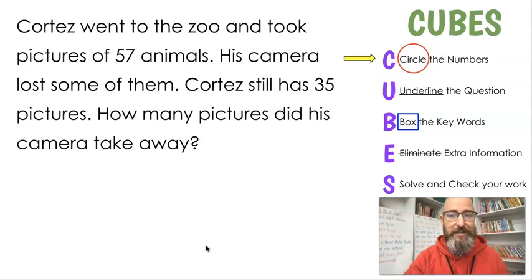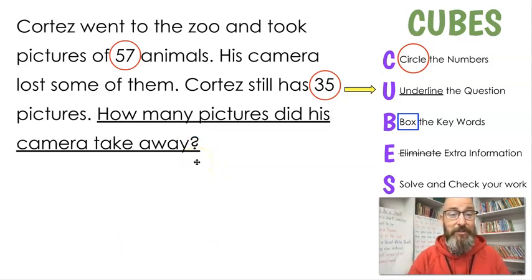Look in the question. Do you see any numbers in there? 57 and 35. That's right. Next, we're going to do U. And what does U stand for? Underline the question. Again, can you find the question in there? Look for that question mark. Hopefully you found that question mark here and you identified how many pictures did his camera take away. All right, next is going to be B. What does B stand for?